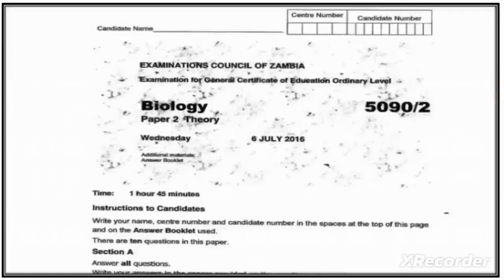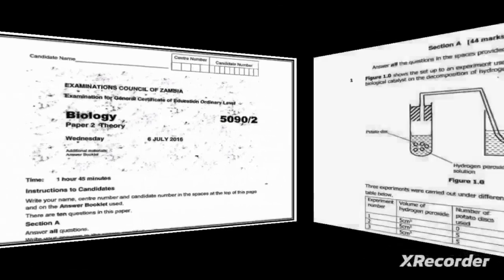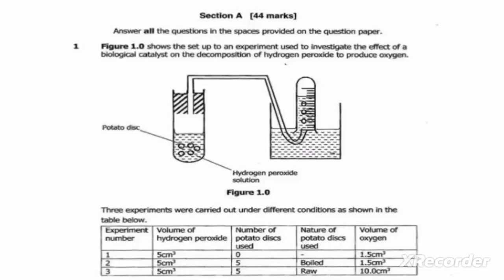We now shift to our last paper, which is the biology paper 2 theory 2016, and this paper was written by GCE candidates. Question 1, let me start with the instructions. Answer all the questions in the spaces provided on the question paper. Question 1. Figure 1.0 shows the setup of an experiment used to investigate the effect of biological catalysts on the decomposition of hydrogen peroxide to produce oxygen.